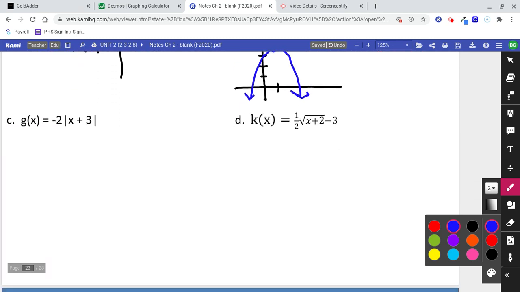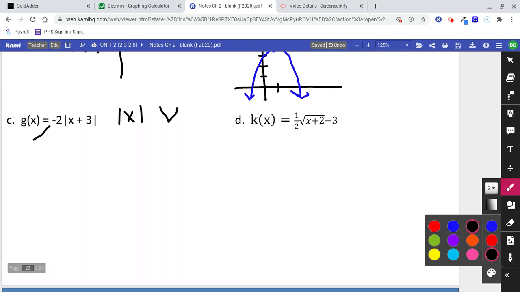Part C, the parent function looks like what? Is that a parabola? The parent function is absolute value of x, which we know is a v-shape, correct? I know that's a v-shape.